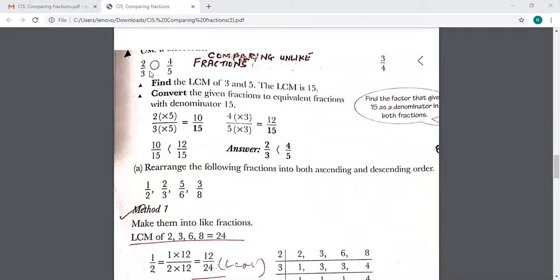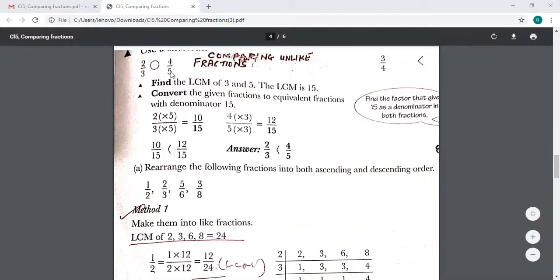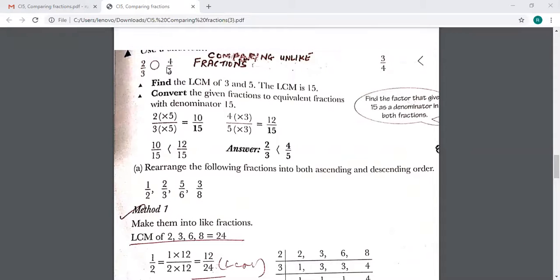Now we have to find out. With 2 by 3 and 4 by 5 we cannot compare because all the parts are different. So what we do is make the denominator the same, that is, the total number of parts must be the same. Now how can we make it the same? We have to find the LCM of 3 and 5.